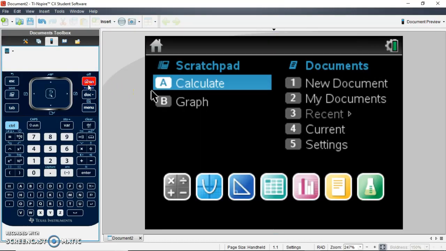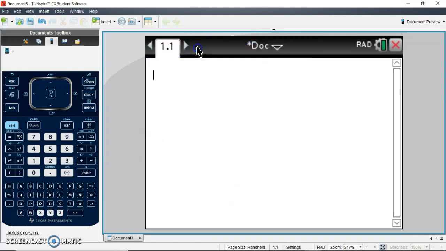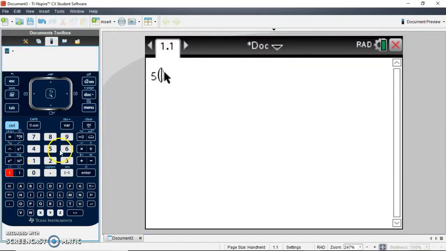So let's go home, new document, add a calculator, and we're going to type in 5 times 6 squared, because that was the x value, minus 20 times 6, and then minus 60, and we get 0. So that one number in both places of x will make it equal to 0.